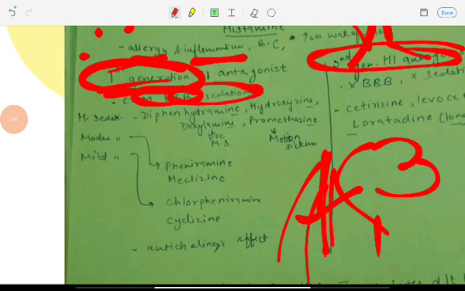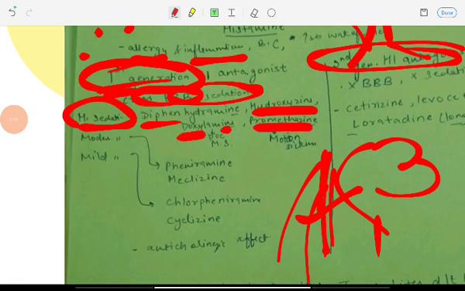Now there are highly sedative drugs, for example diphenhydramine, hydroxyzine, doxylamine, and promethazine. These are the first generation H1 antagonists.